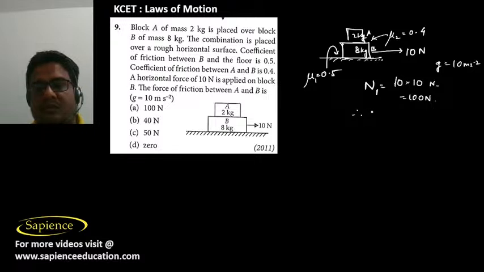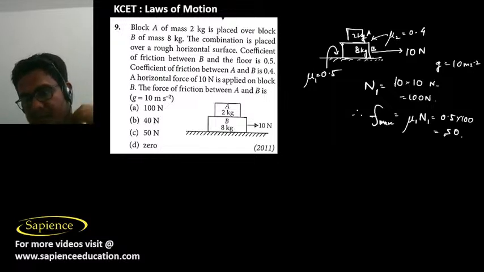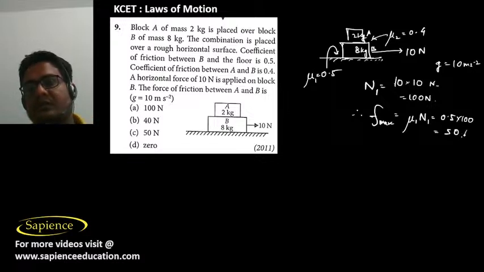Therefore the maximum frictional force that can act between the block B and the ground will be equal to mu 1 into N1, that is 0.5 into 100, which is 50 Newton.